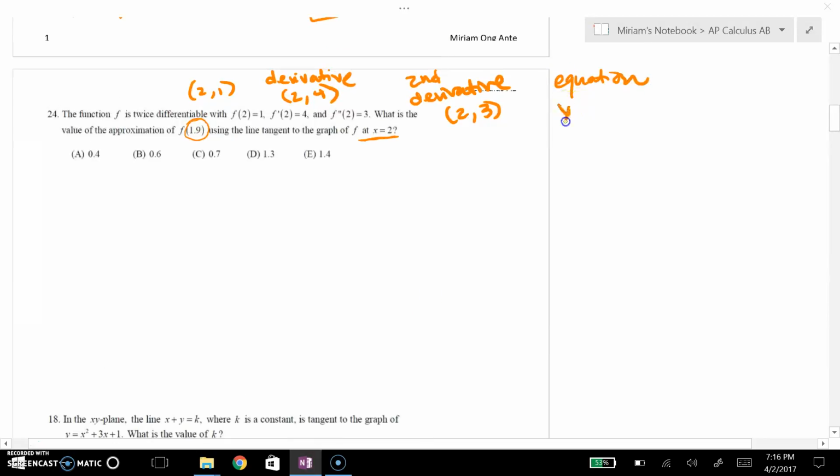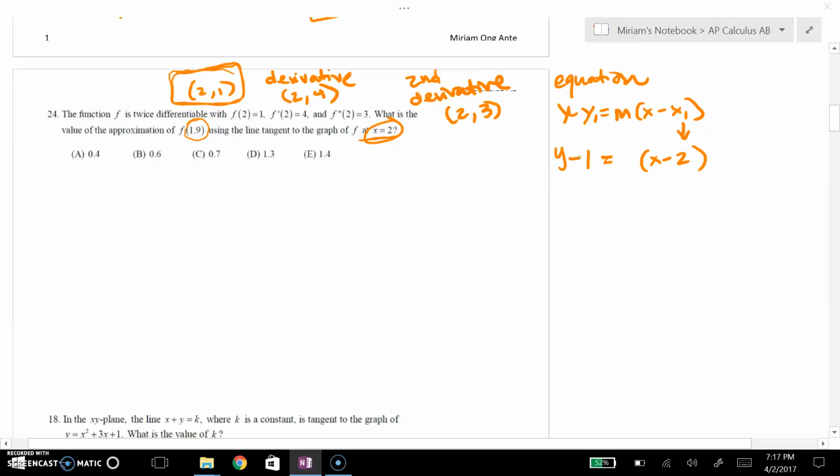We know the setup is y minus y1 equals m times x minus x1. We know that 2 goes into x1, so that is completed. Now, we don't know m yet, so we're going to leave that, but we know y1. So what is the y value when x is 2? Let's look at the information they gave us. They gave us this info right here for the original function. When x is 2, y is 1. So 1 is going to go for y1.